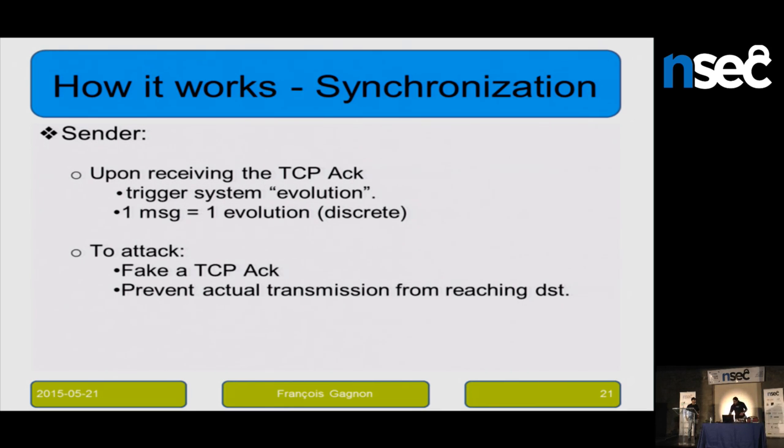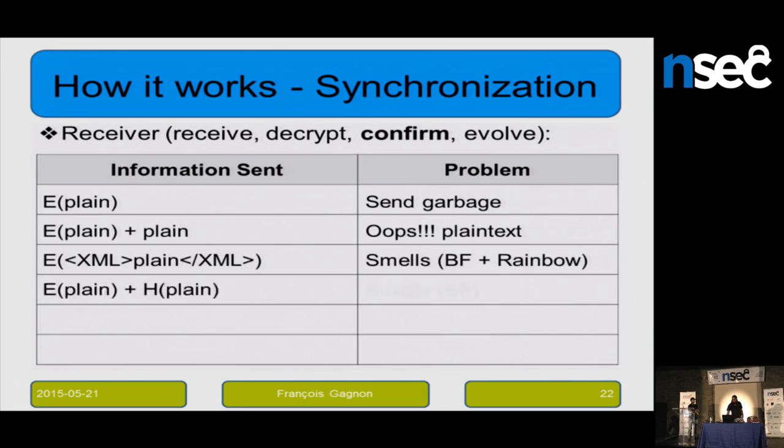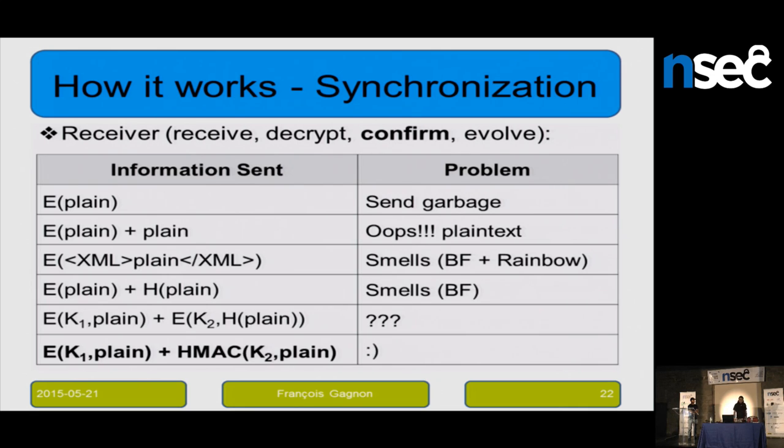So obviously we'll have to work on that to have a safer acknowledge. That's not been done yet. From the other way around, when the receiver evolves his system, if we only encrypt the message and send it, there's nothing telling Bob that what he receives and decrypts is not just garbage. How can he differentiate? If an attacker just sends garbage to Bob, Bob decrypts and says, all right, you sent me that message, I'm going to evolve. So we need a stronger way to authenticate the message.